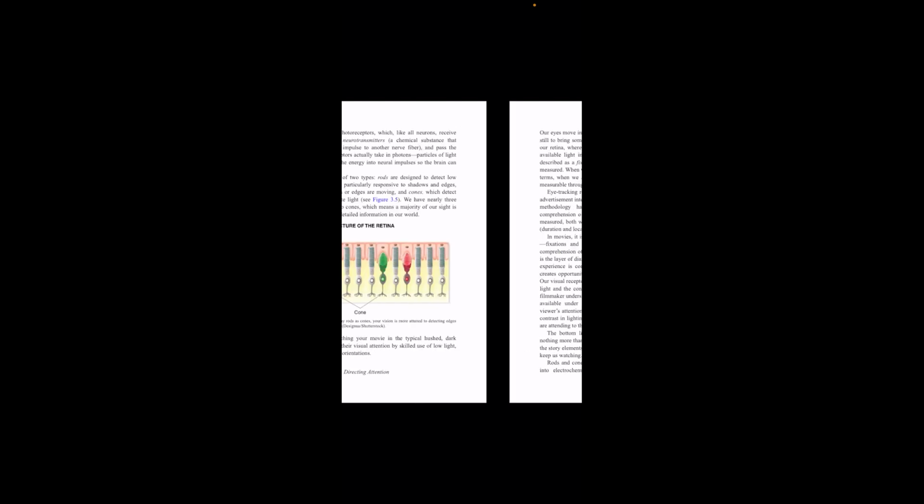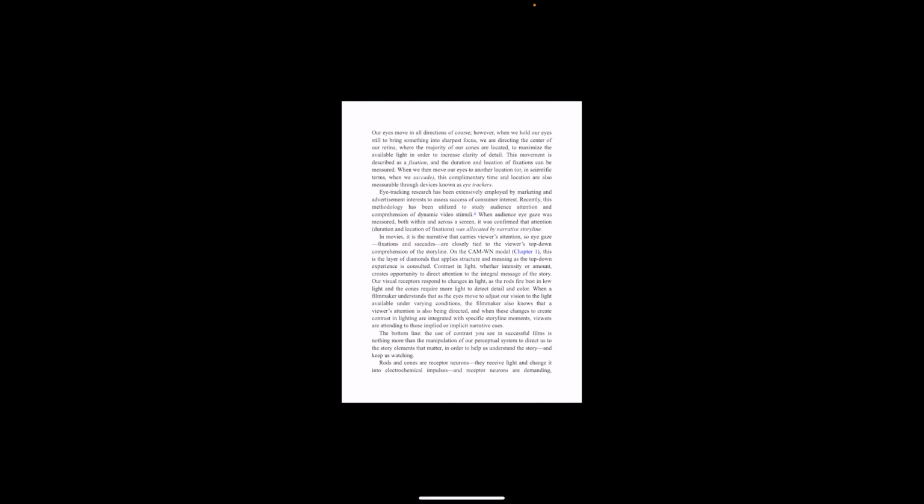Now once you open Amazon Kindle, you can see all the text of the book over here. Let's say I want to read this first line where it says our eyes move in all directions. So I want it to be read. What I can do is select this text. I'm going to hold on the text and select it.